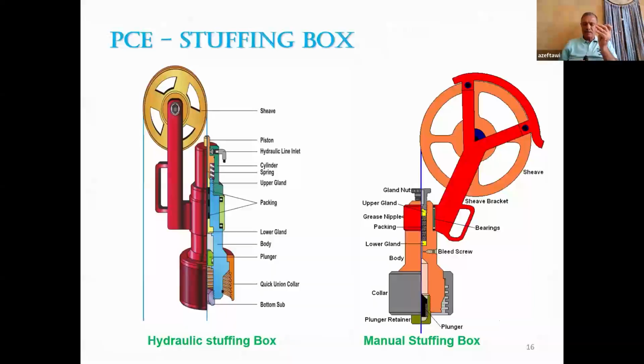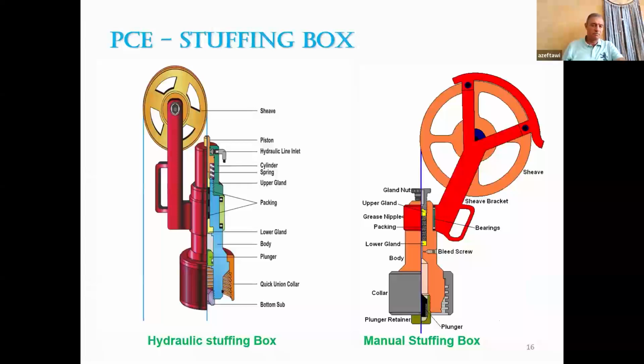But as long as the wire is in, the pressure can push it up and down, but it cannot squeeze it. When there is no wire, the well pressure will squeeze, because the upper part here is rubber. So this rubber will be squeezed as a blind, preventing the well pressure from escaping. That's why we call this plunger the blowout plug, or plunger, or stuffing box BOP.